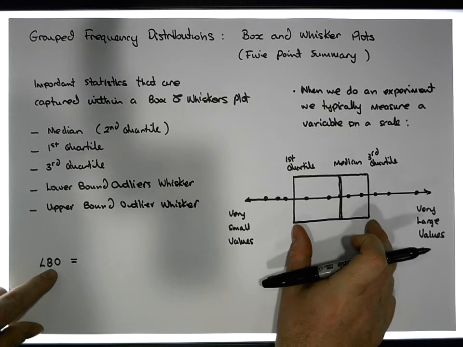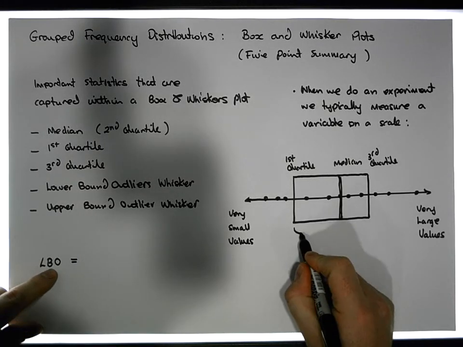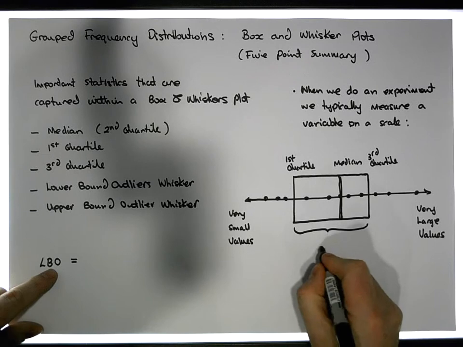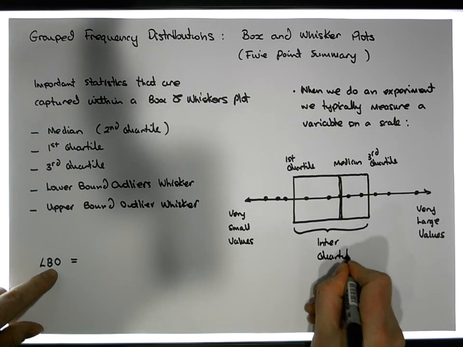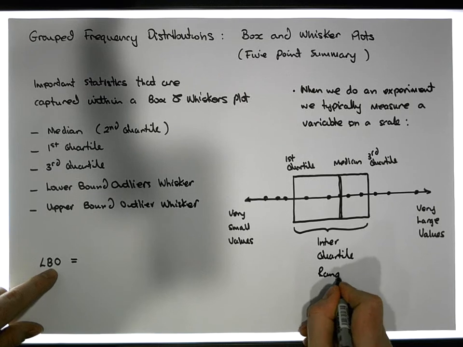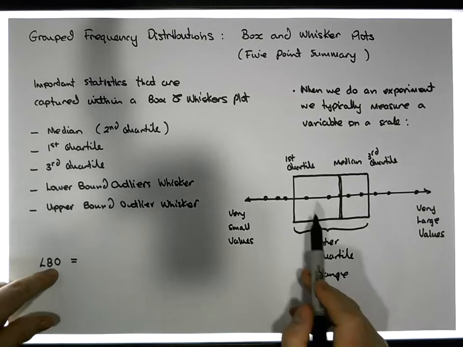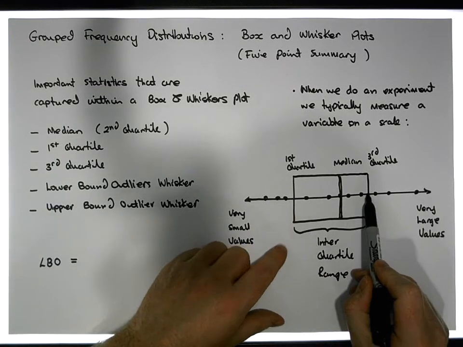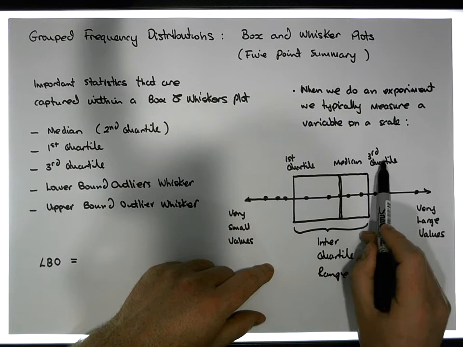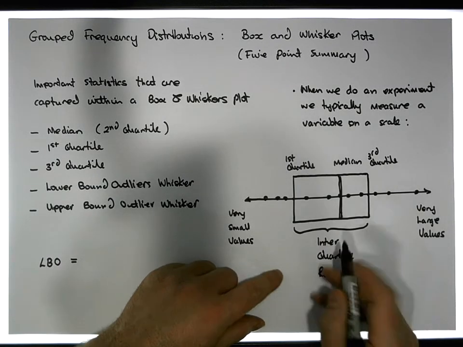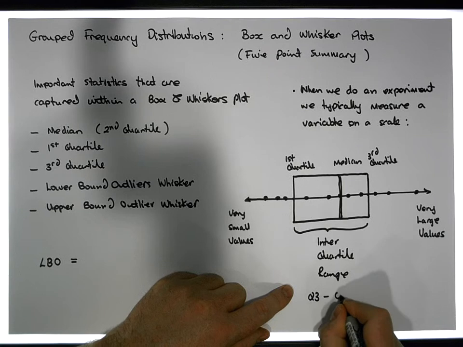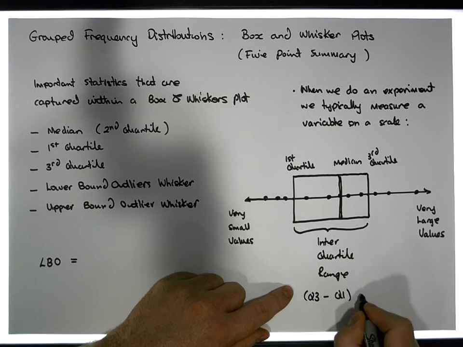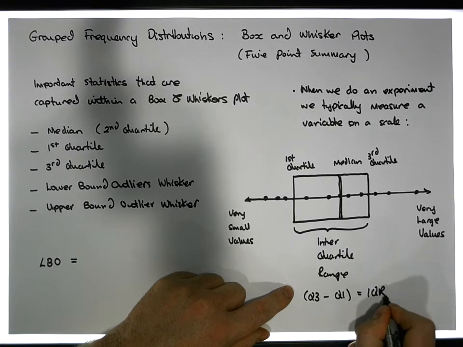the interquartile range. This distance here is known as the interquartile range, okay. So we can measure that distance because we know what this value is here and we know what this value is here. We take the first quartile away from the third quartile, so this value here is Q3 minus Q1, which is equal to the interquartile range by definition.